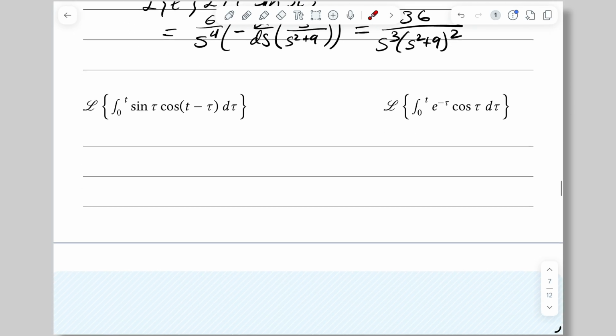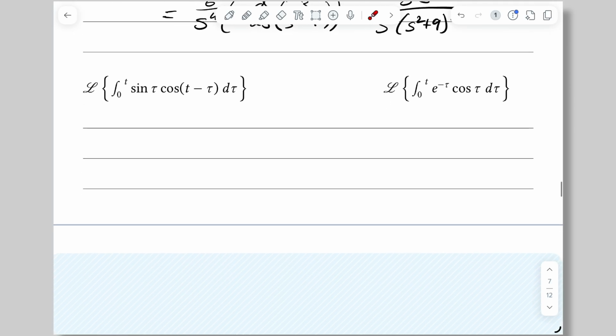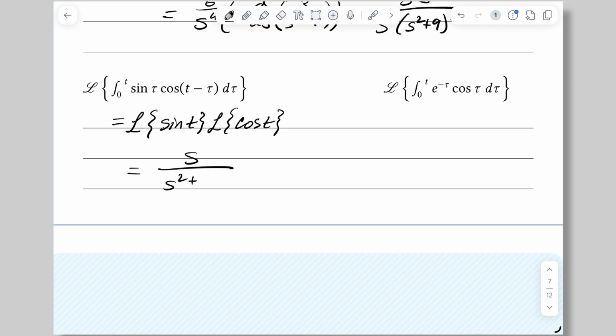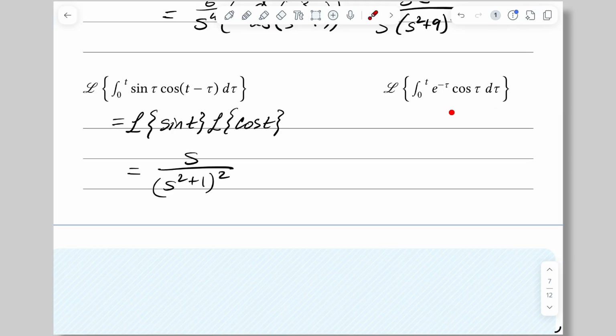The next two actually present us with integrals. The Laplace transform of the integral from 0 to t of the sine of tau times the cosine of t minus tau d tau. Well, that's just the convolution of the sine and the cosine, and so the Laplace transform is the product of the transform of the sine and the transform of the cosine. That turns out to be s over s squared plus 1, the quantity squared. We'll save the other example you see on the screen for the next video.